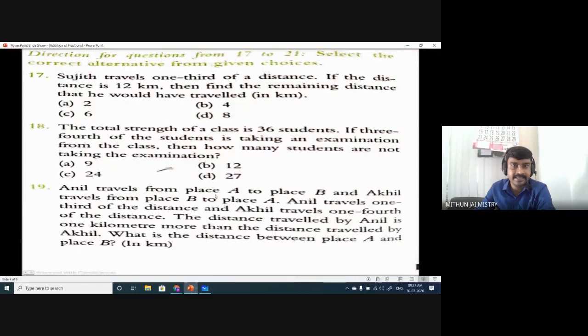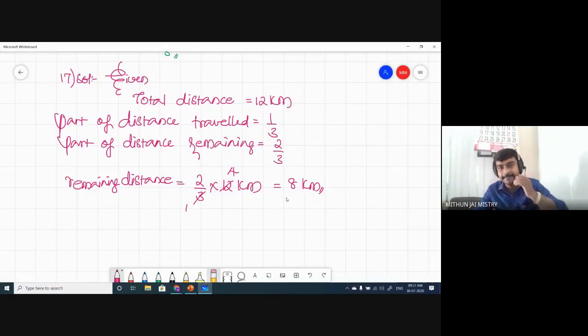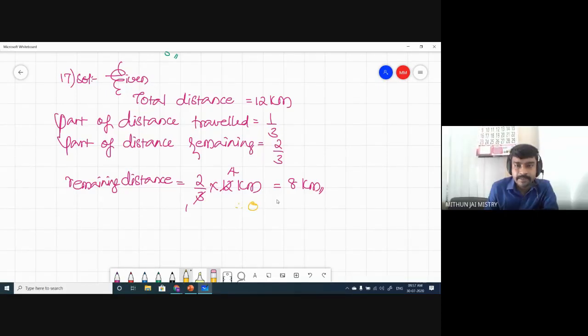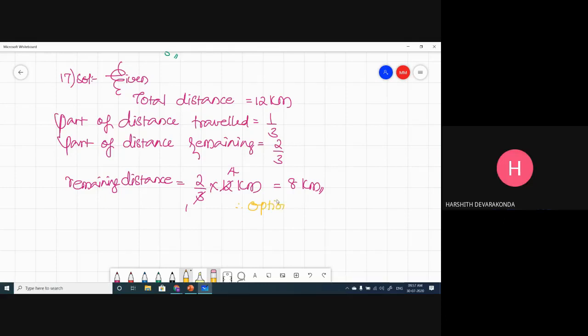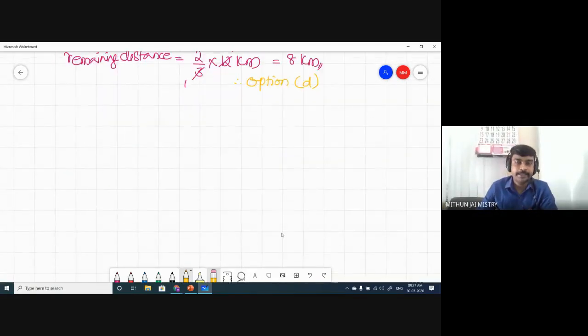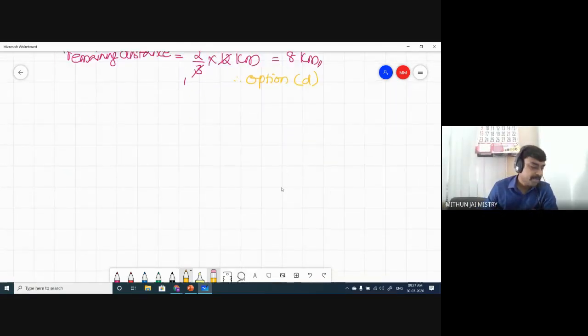Your answer is D, 8 kilometers. Answer is D. At last you can write in your notebook like this. Thank you. Okay, great. Done. Now let me move to 18th question.